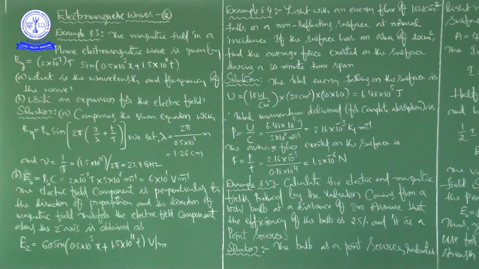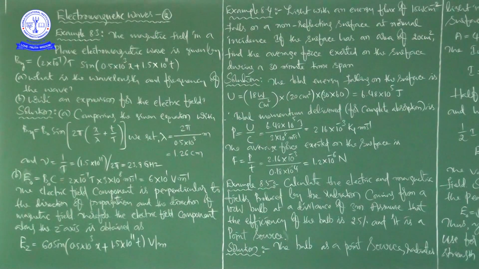Okay. So finally, in this problem, what is he asking us to find? We have to calculate the average force exerted on the surface. To determine that, what is the given data? Energy flux, that is 18 watt per centimeter square, and then area 20 centimeter square, which you can convert into meter square. Afterwards, the time duration is 30 minutes.